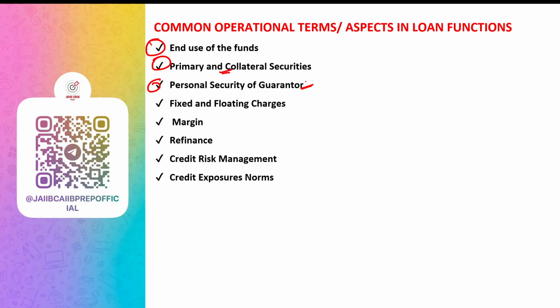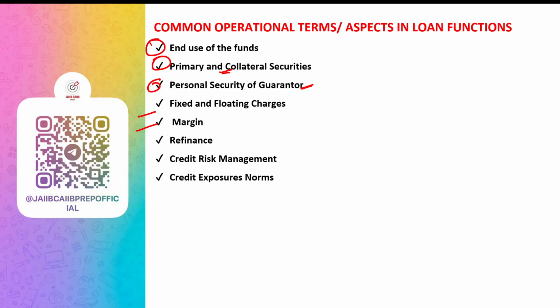Margin. A bank usually finances only a part of the asset's value, keeping a certain percentage as margin. This margin is the borrower's contribution and it acts as a cushion for the bank. For example, if a machine costs 10 lakh rupees, the bank keeps a 20% margin. So the bank will lend 8 lakh rupees and the borrower must arrange the remaining 2 lakh rupees.